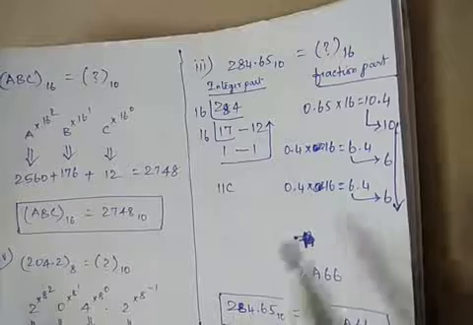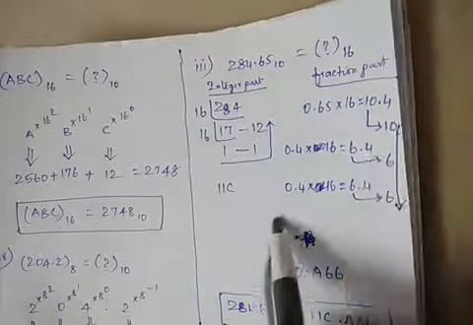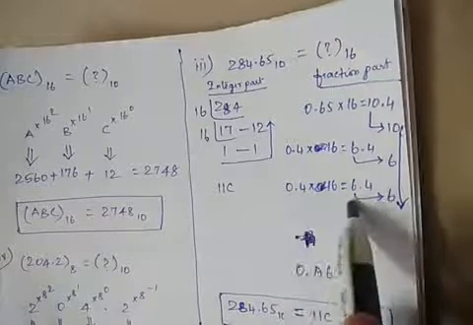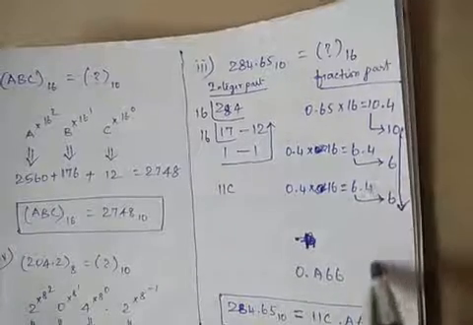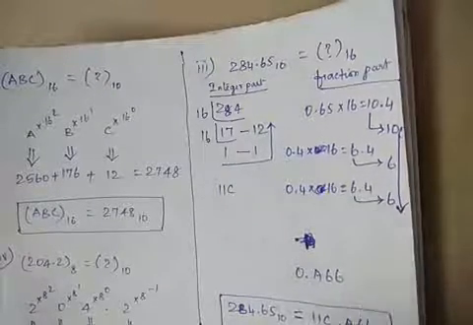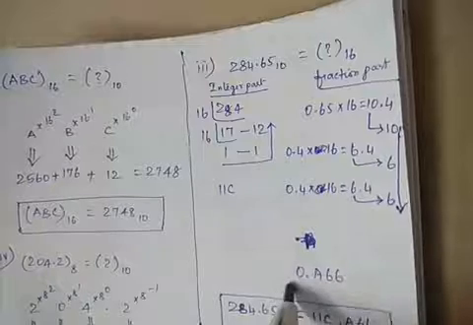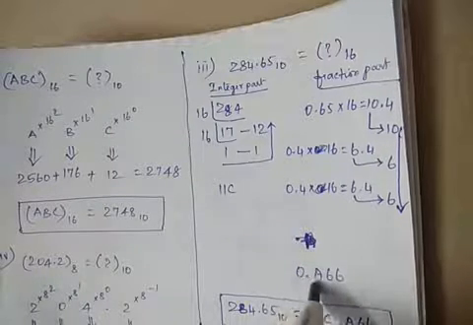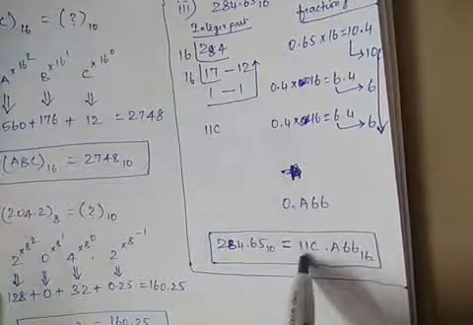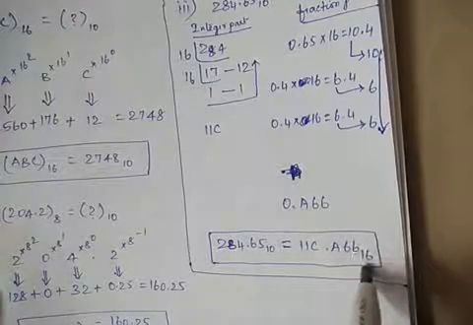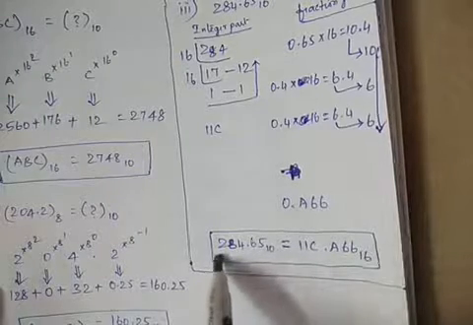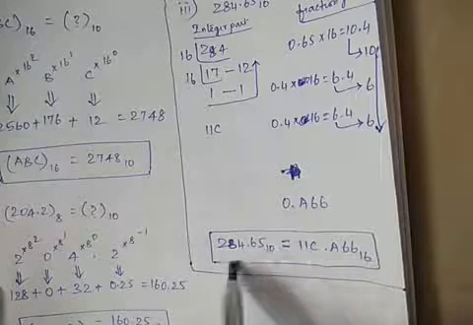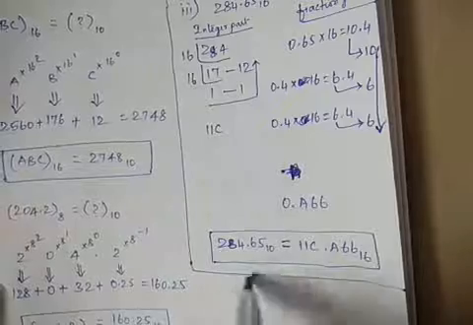0.4 into 16 is 6.4, then 0.4 into 16 is 6.4 again. So the 6666 will continue. So the fraction part is 0.A66. A means 10. So finally the hexadecimal equivalent is 11C.A66 is the hexadecimal equivalent of the given decimal number 284.65.